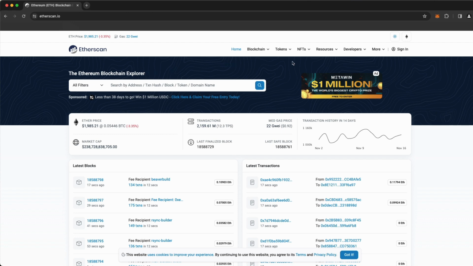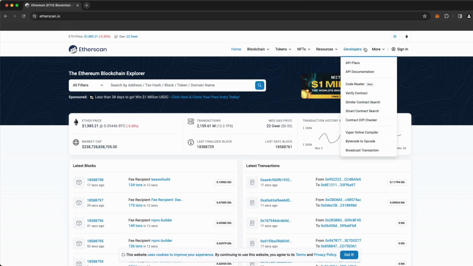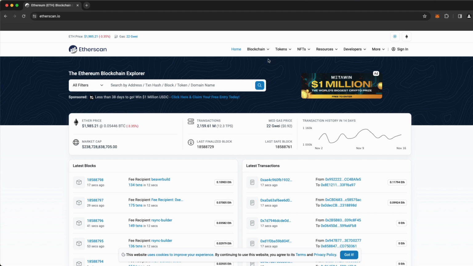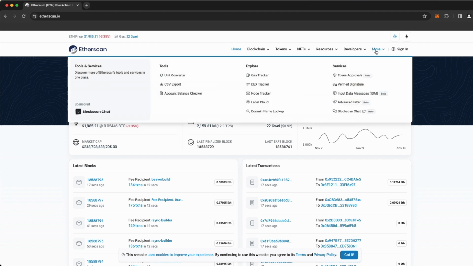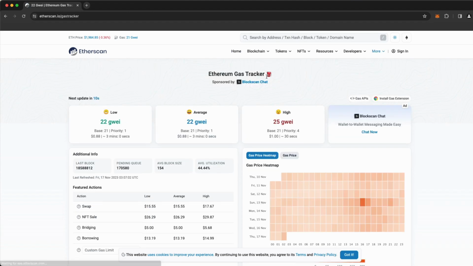So the reason we came here is because we want to talk about gas and gas fees. I'm just going to use one of the tools on Etherscan to scan through the network and find out what the gas fees are. They have this tool here under the More section called Gas Tracker, and that's going to allow me to pull up the gas price. The current average gas price is 22 Gwei.